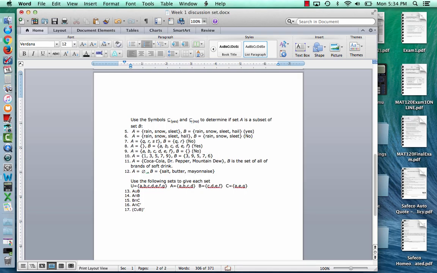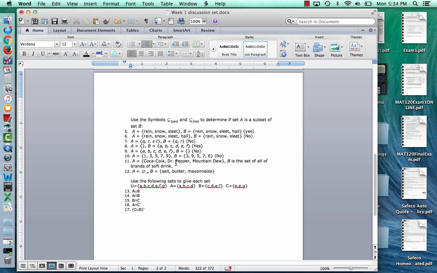Okay, next one, 10. It says A is {1, 3, 5, 7, 9}, B is {3, 9, 5, 7, 6}. Well, it looks like this element 1 is not in set B, so basically that is good enough to say no, it's not a subset. I found one element in A that's not in B, so it's not a subset. It's pretty close, but not enough.